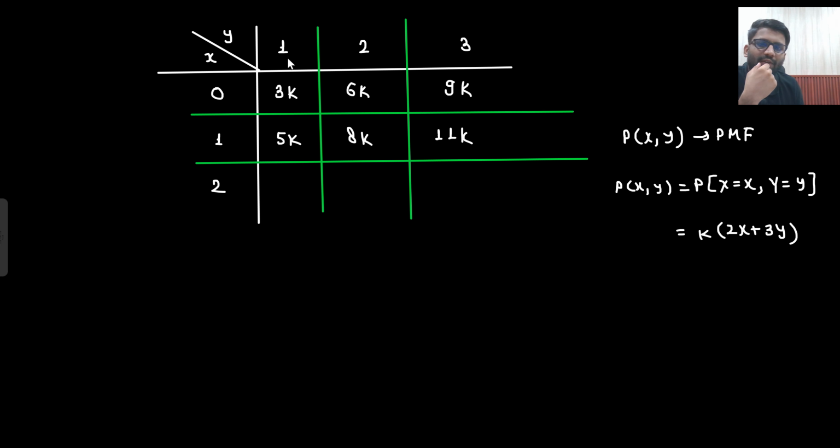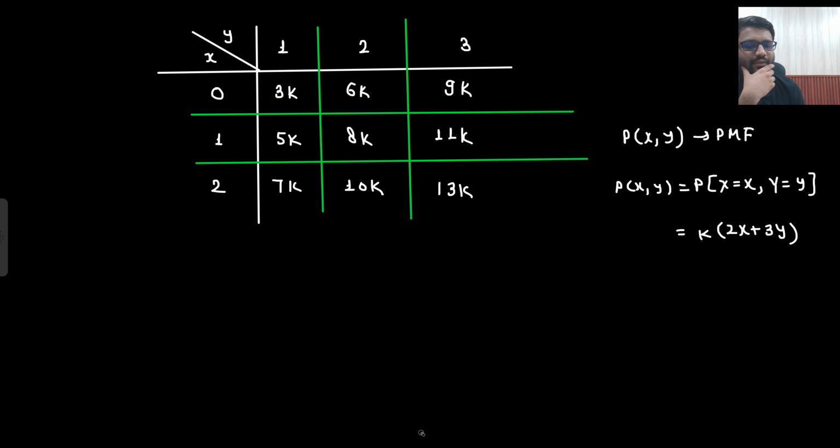x equals 2, y equals 1: 4 plus 3 is 7k. x equals 2, y equals 2: 4 plus 6, 10k. And x equals 2, y equals 3: so 9 plus 3, 13k.